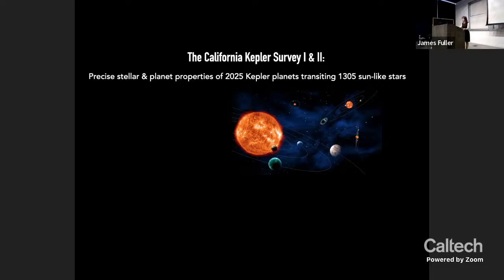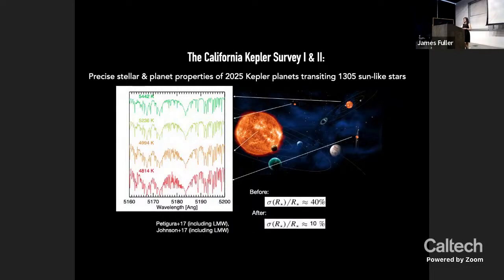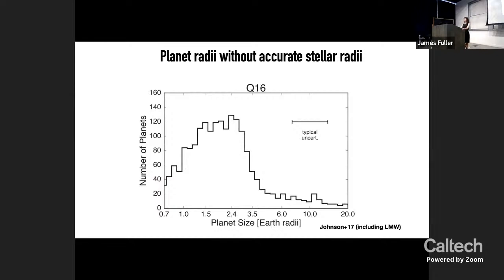As you might know from Andrew and BJ's work, we conducted the California Kepler Survey to gain accurate information about these host stars and apply this information to our understanding of the planets. We collected high resolution spectra on Keck HIRES of 1,300 sun-like stars hosting over 2,000 exoplanets, creating one of the largest homogeneous catalogs characterizing the host stars of Kepler planets and then the planets themselves. Without accurate host star properties, the distribution of planet radii looked like this. And you probably know what's coming next.